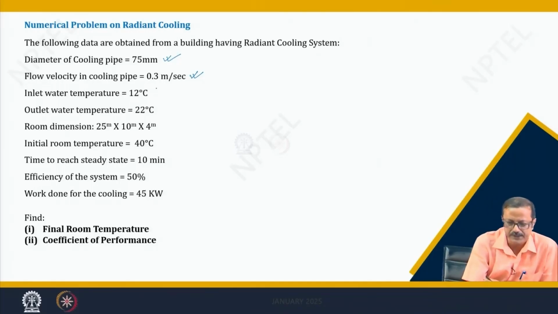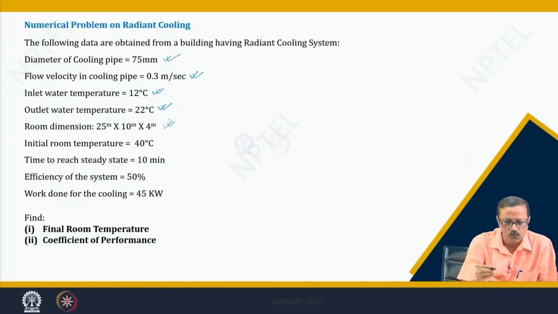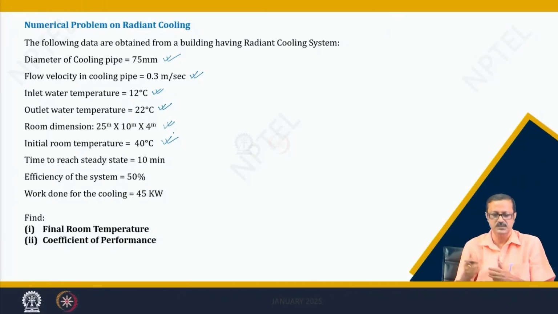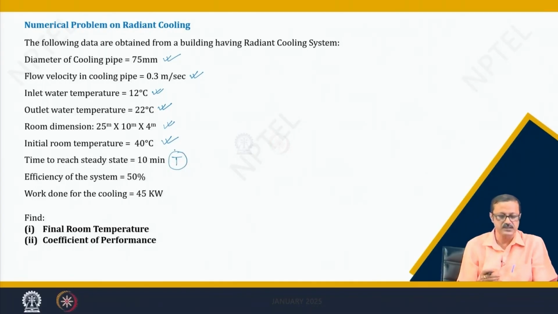I know the inlet temperature and the outlet temperature, 12 degree and 22 degree C. In the previous case we discussed 8 degree and 18 degree, something like that. We know the room dimension, we know the initial temperature of the room, 40 degree, and that will definitely be cooled down because it has to lose some heat by virtue of this system. The capital T is 10 minute time, efficiency is 50% and work done by this cooling is 45 kilowatt.